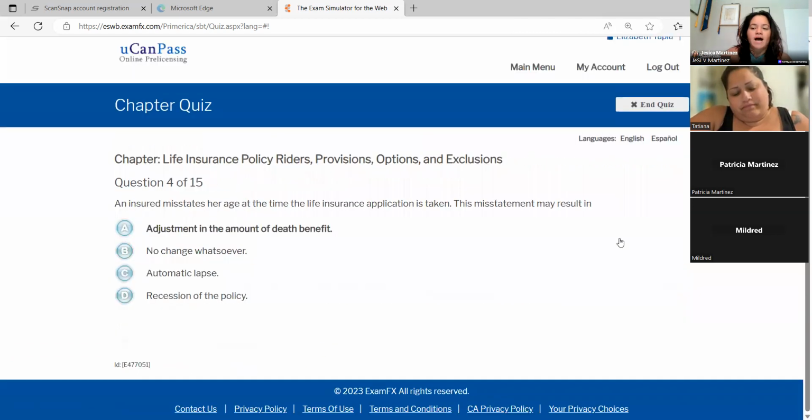Question 4: an insured misstates her age at the time the life insurance application is taken. The misstatement may result in A, adjustment in the amount of death benefit, B, no change whatsoever, C, automatic lapse, or D, rescission of the policy. Ellie says A. I said it too. Perfect.